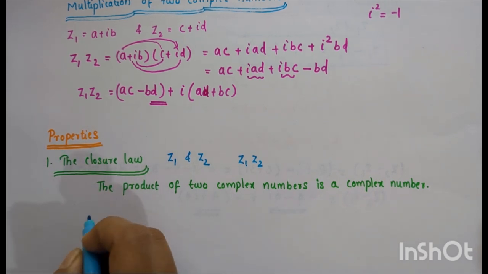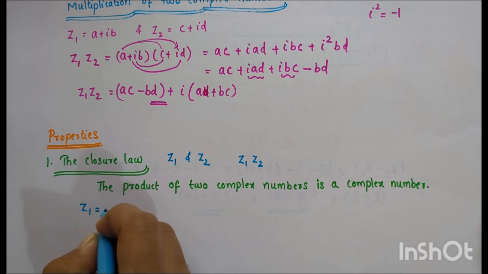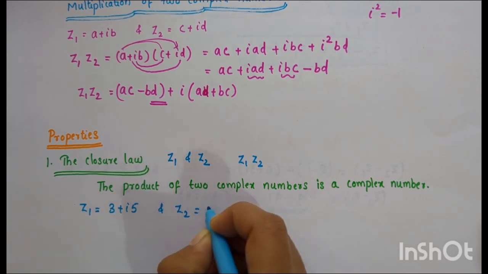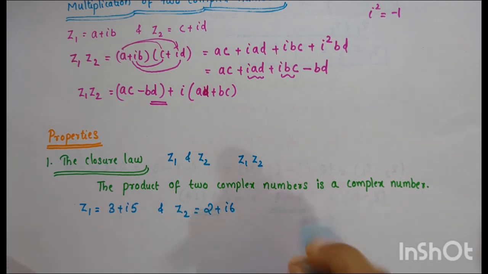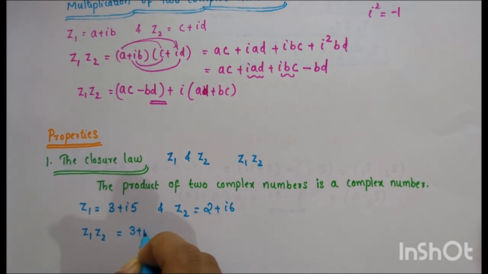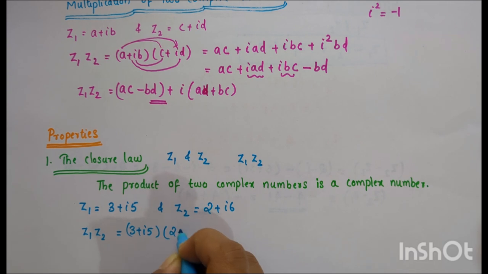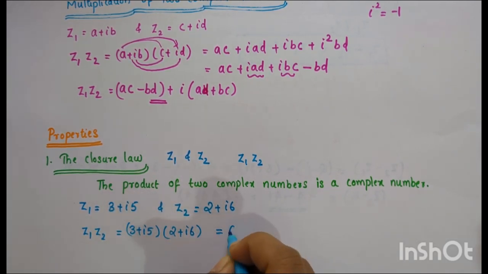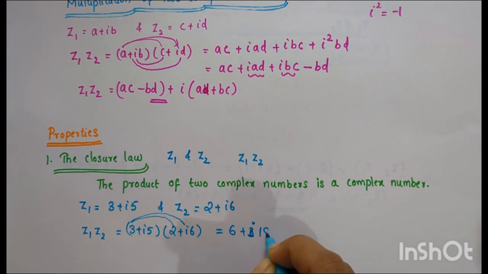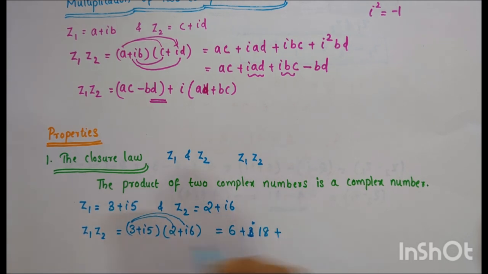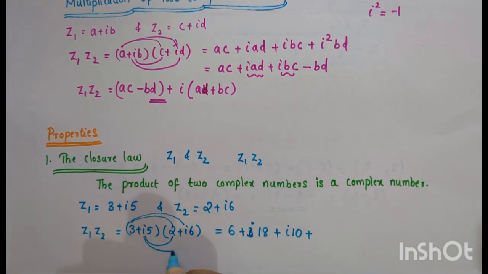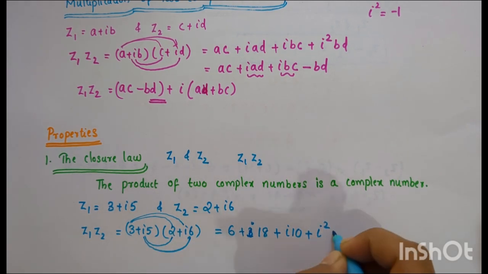For example, let us consider z1 as 3 plus i5, which is a complex number, and I am taking z2 as 2 plus i6, which is another complex number. Now when we take the product of these two, z1 into z2 will be equal to what? 3 plus i5 into 2 plus i6. This is equal to 3 into 2, 6, then plus 3 into i into 6, which is i into 18, then plus i5 into 2, that is i into 10, plus i5 into i6, i square into 30.